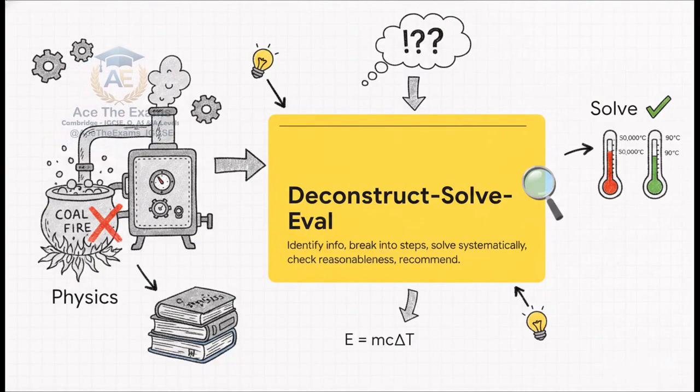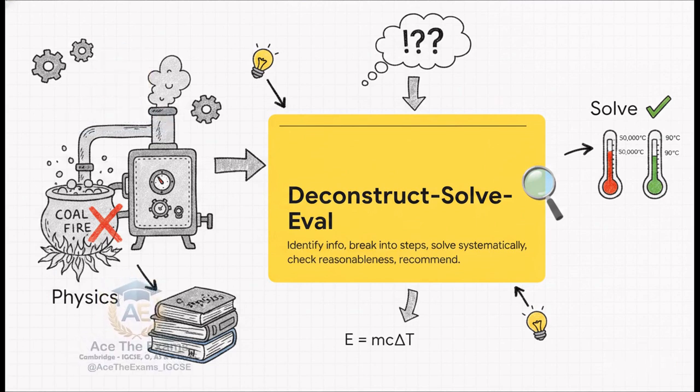Let's do Challenge 3, speed writing. You've got 30 seconds to mentally draft a perfect PEEL paragraph explaining why the heating element in a convection room heater is placed near the floor. Let's build it together using deconstruct, solve, evaluate.